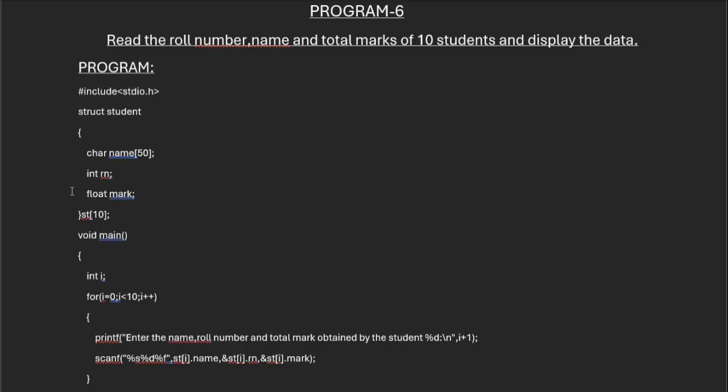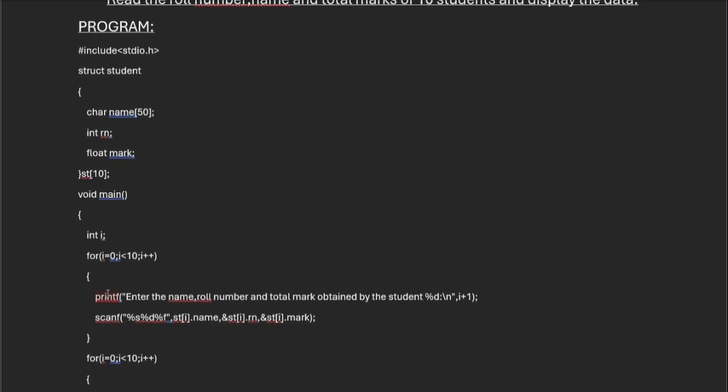We use a loop to prompt the user to enter the name, roll number, and total marks for each of the 10 students. We use scanf to read these values from the user and store them in the respective fields of the structure array st. We use another loop to display the details of each student in a formatted manner.